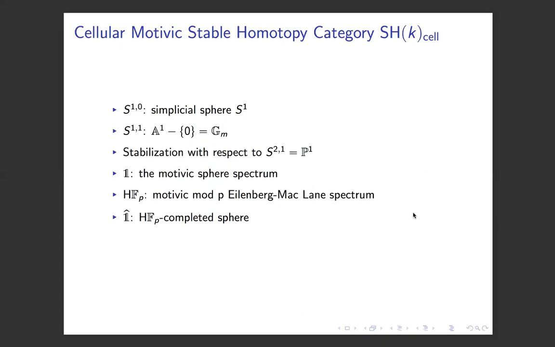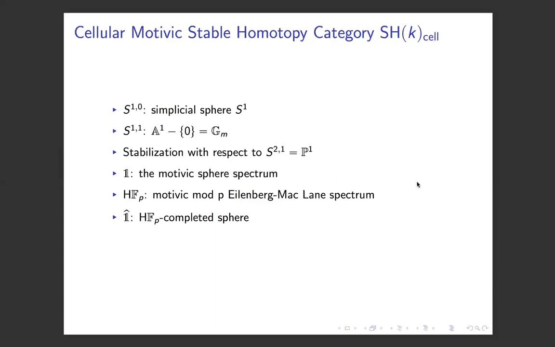Any Adams-type spectral sequence computation will have some convergence problem, converging to a certain p-completion of the sphere spectrum. So my 1 hat will be the HF_p-complete sphere. Sometimes it has the same homotopy groups as the p-complete sphere, but I'm not going to go into the details of this distinction. This is the right object that the Adams spectral sequence converges to.